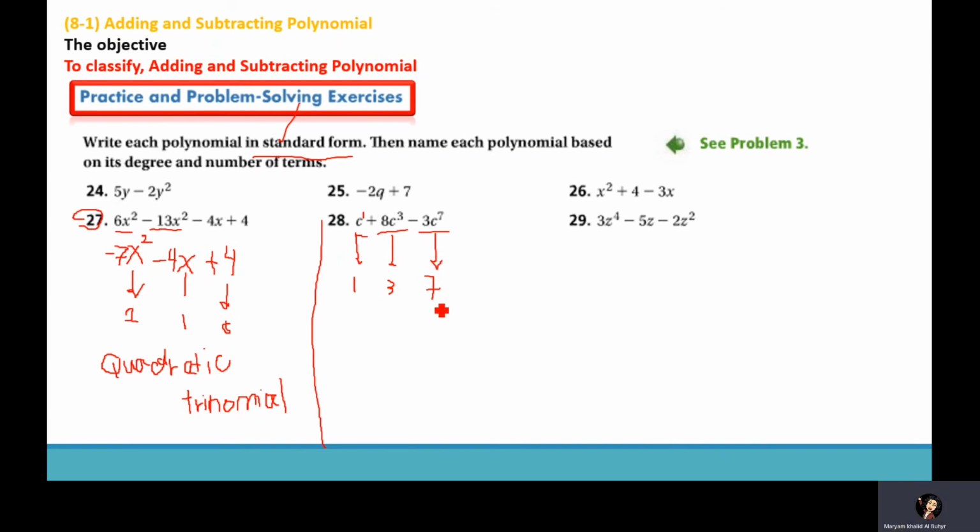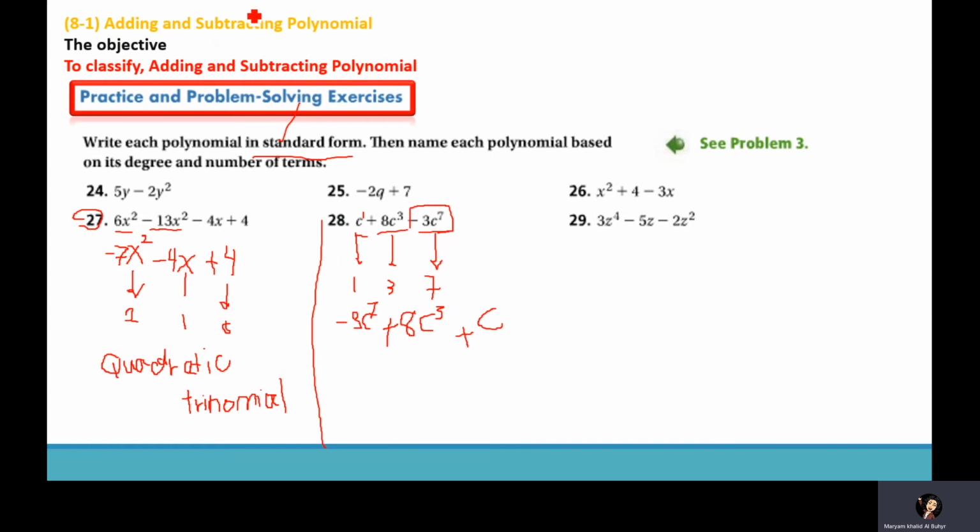Now I'm going to rewrite this one in a standard form. The standard form is listing all these terms from the greatest monomial to the least monomial. So I will carry all these terms. Be careful, this has a negative sign. So that will be 3c to the power 7 plus, next, this one, 8c to the power 3 plus c. So that's the standard form.